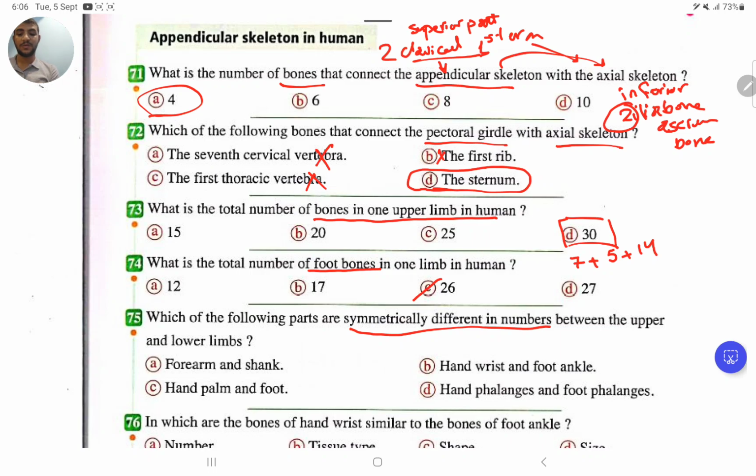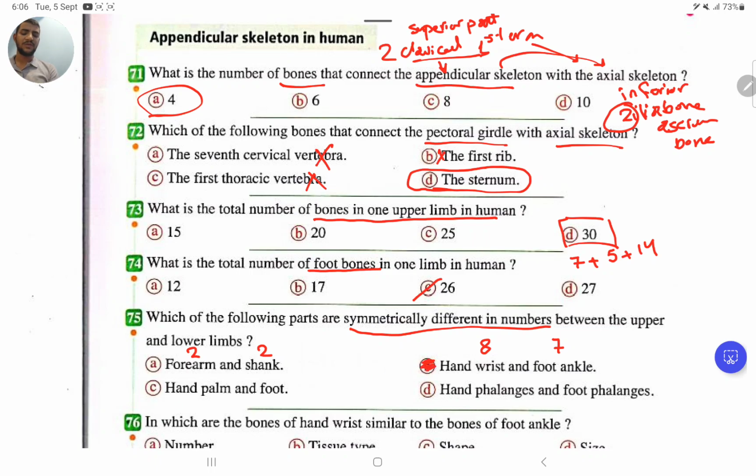So let's begin. Forearm to arms, 2 bones, which are radius and ulna. Shank bones, it's 2 also, because I have tibia and fibula. Hand wrist, 8 bones. Foot ankle, 7 bones. Okay, there is a difference here. I think the answer, it will be B.